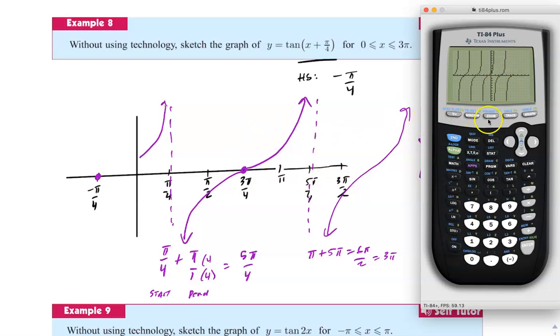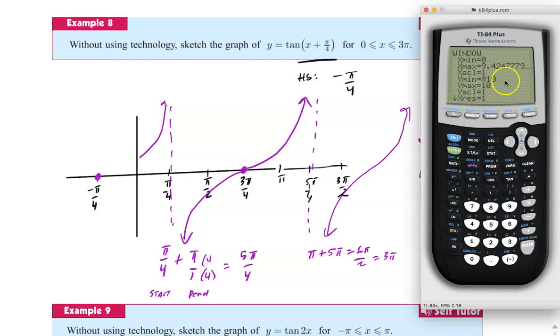So I stopped it earlier. I'm going to go to window. I'm going to go from my x should go from 0 to 3 pi. So literally just type that in, 0 to 3 pi. So 3 and then pi. It'll change it to decimals right after you press it, but that's great.